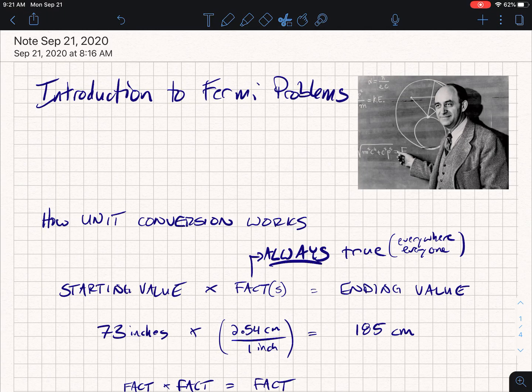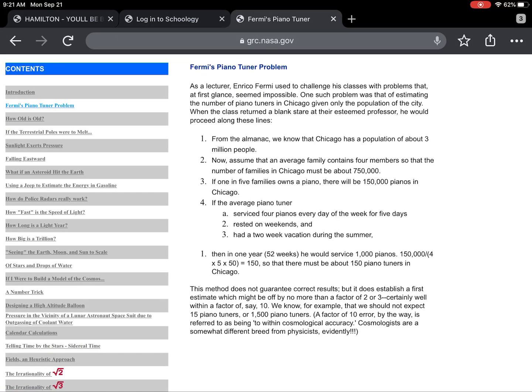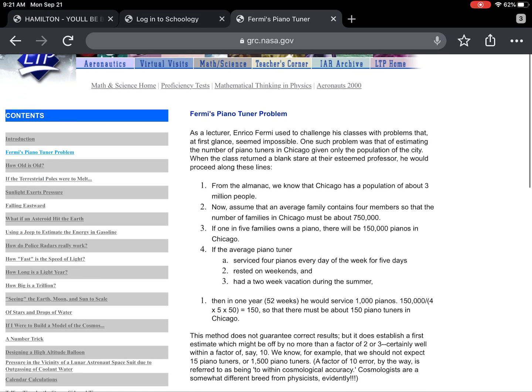All right, guys, so I'd like to tell you about this idea called a Fermi problem and where we're going to go with this. This man right here is Enrico Fermi. He was a really famous physicist in the 30s and 40s. He did a lot of early work on the atomic bomb and stuff, but what he was famous for was taking a problem that at first glance really didn't seem possible to solve, right?